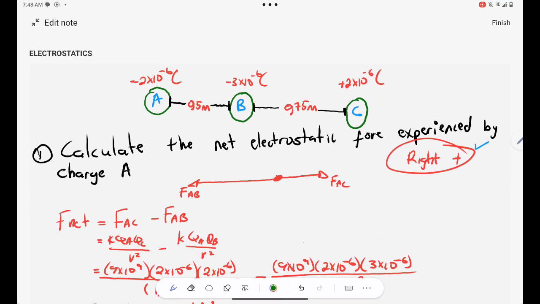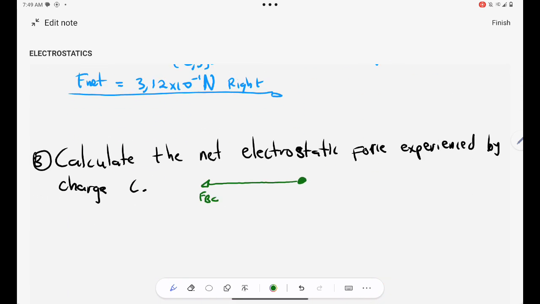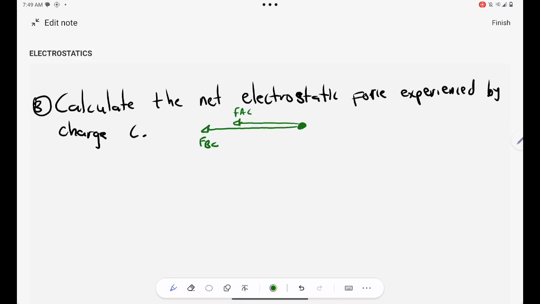Okay, now let's go and check how C is going to behave as a result of A. A and C have different polarity. One charge is positive and the other is negative. So they will be attracted to one another, such that charge C will be pulled by charge A towards the left. So this over here represents the force that exists between charges A and C. So both of the forces are towards the left. So I'm expecting to find my net resultant force to be in the left hand side direction.